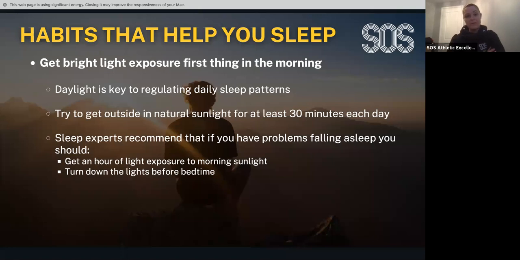Yeah, so just trying to get some natural sunlight, even if it's, we live in Wales, it's not sunny every day. Even a cloudy day like it was today, that natural light will have the ability to bring you out of that state of sleep and leave you feeling a little bit more alert, more awake, a little bit quicker as well. So yeah, if you do struggle with sleep, some experts say that if you try and get an hour of light exposure in the morning, that will be beneficial to you.